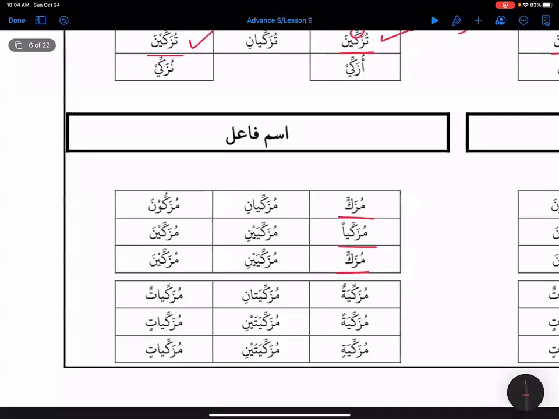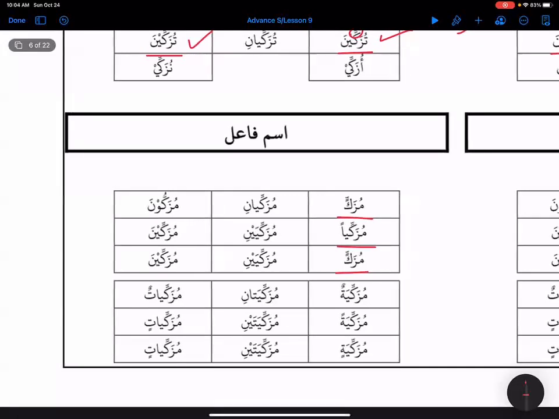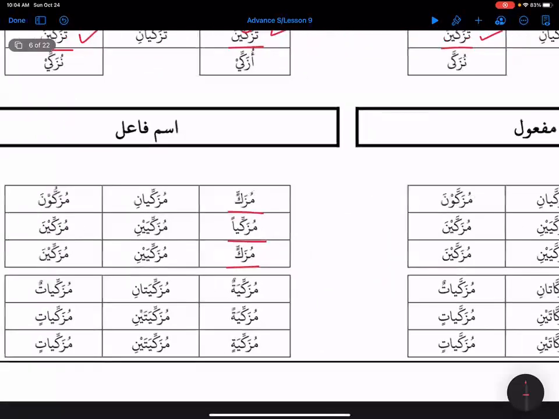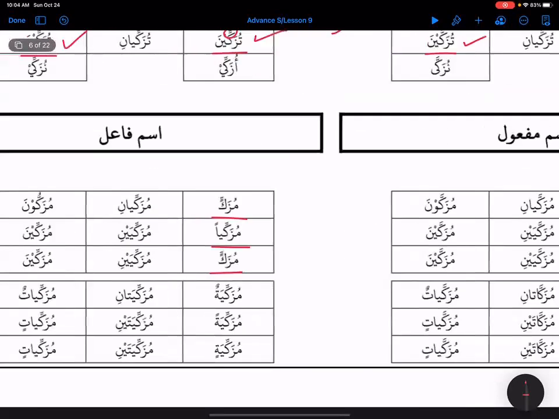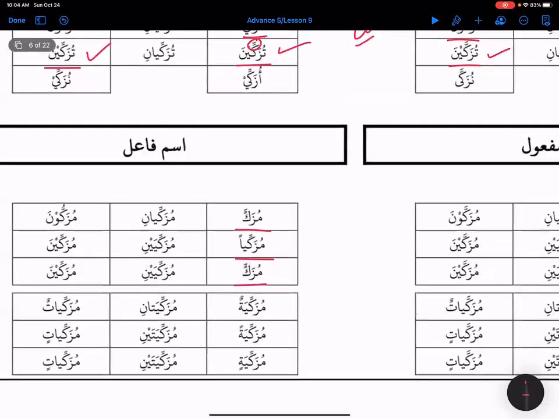Then ism maf'ul is muzakkin. Muzakkin, muzakkiyan, muzakkin, and then muzakkiyani, muzakkiyaini, muzakkiyaini, muzakkuna, muzakkina, muzakkina, and the feminine is muzakkiyatun.